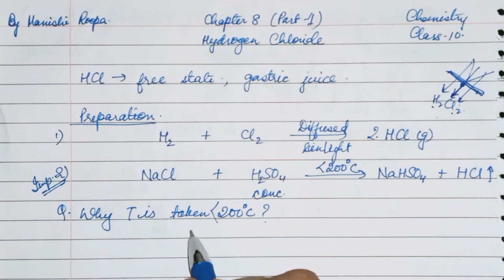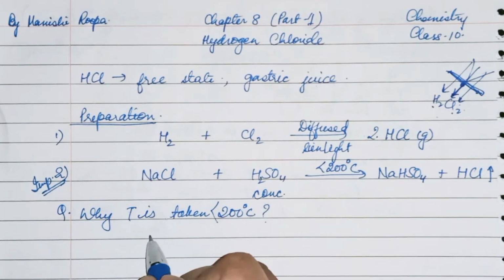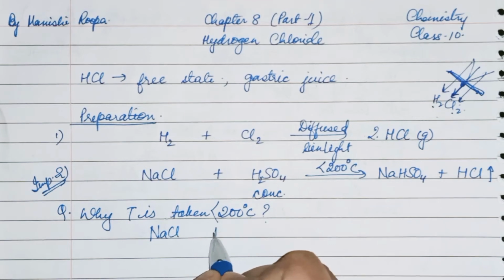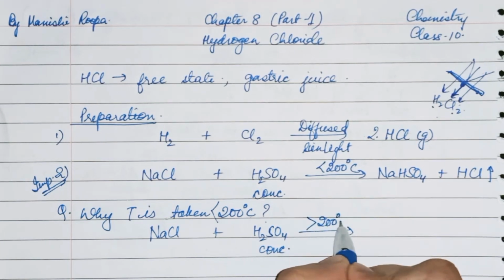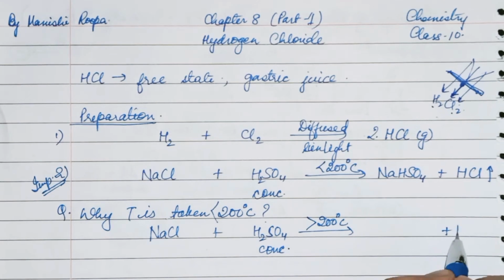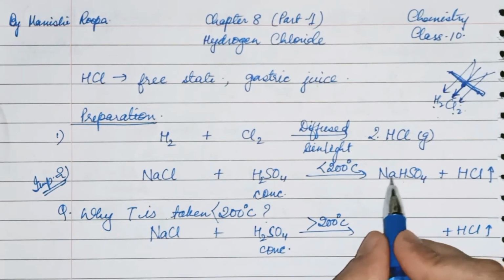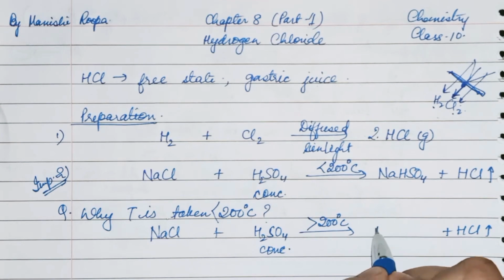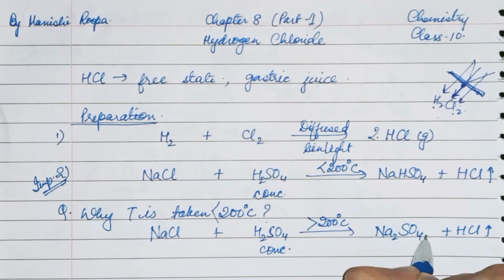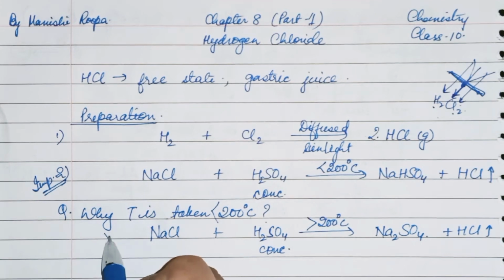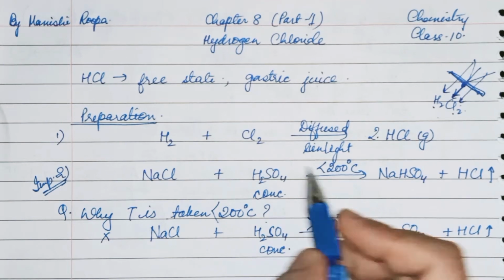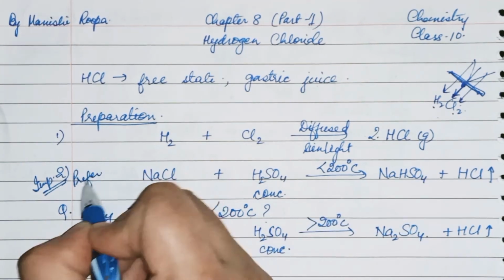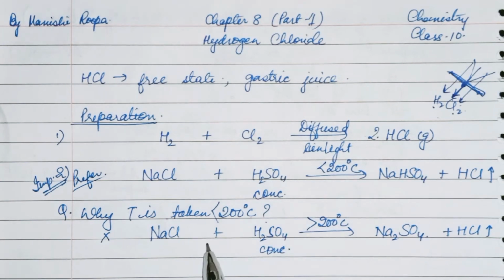If it is more than 200 degrees Celsius children, the reaction will take place and HCl will form. HCl gas will form, but here in place of sodium bisulfate, it will form sodium sulfate. So why are we not using this method for the preparation of HCl? Why do we prefer this one, and we do not consider that one?